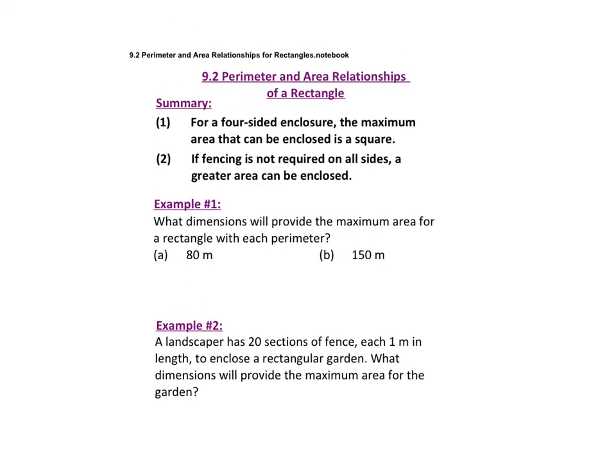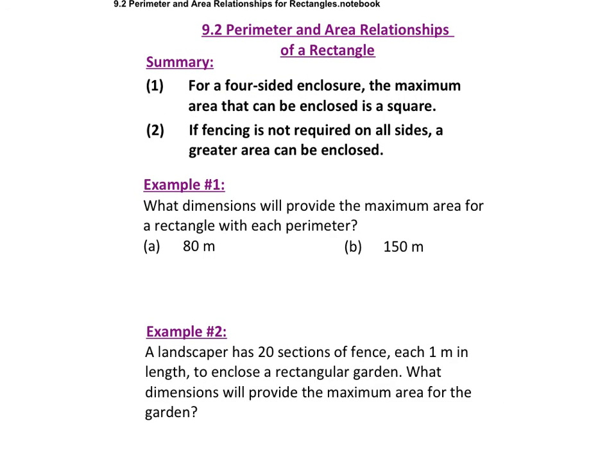So this is just continuing on, perimeter and area relationships of rectangles. Summary: this is what you would have investigated yesterday. For a 4-sided enclosure, the maximum area that can be enclosed is a square, okay? If fencing is not required on all sides, a greater area can be enclosed. So this is where we get into some other questions. There might even be an enhanced question on this, okay? What dimensions will provide the maximum area for a rectangle with each perimeter?